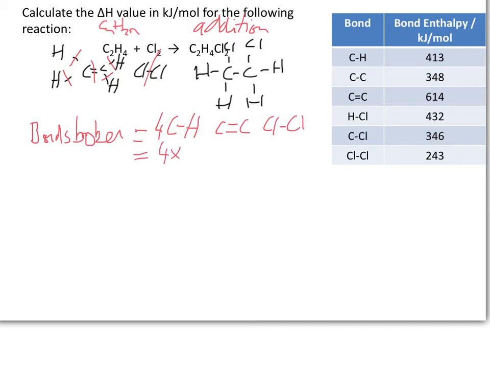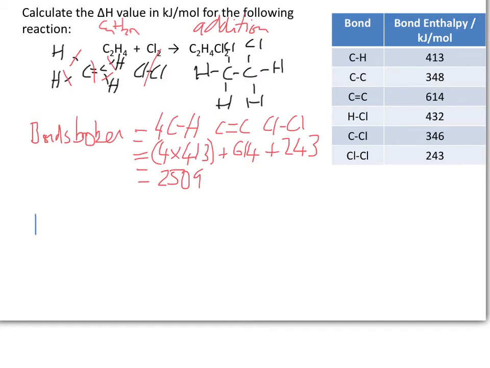So let's look at our values. CH is 413. A CC double bond is 614. And a ClCl is 243. So on your calculator, work that out. That comes to 2509. It would be as well to have a calculator and work these out, because I'm notorious for making numerous mistakes on calculations. So that's the energy absorbed when the bonds are broken.